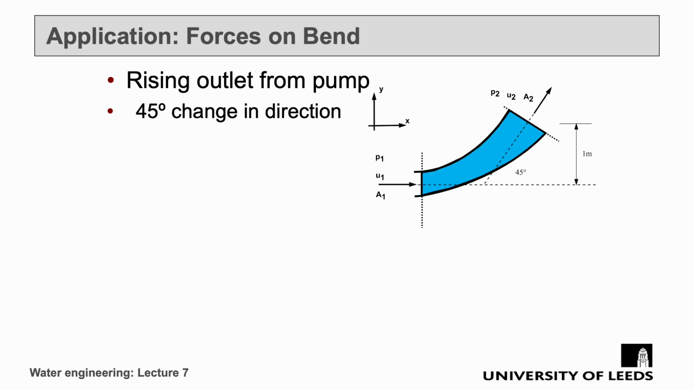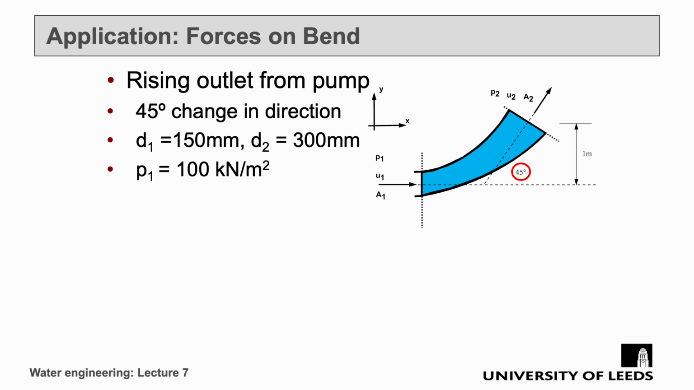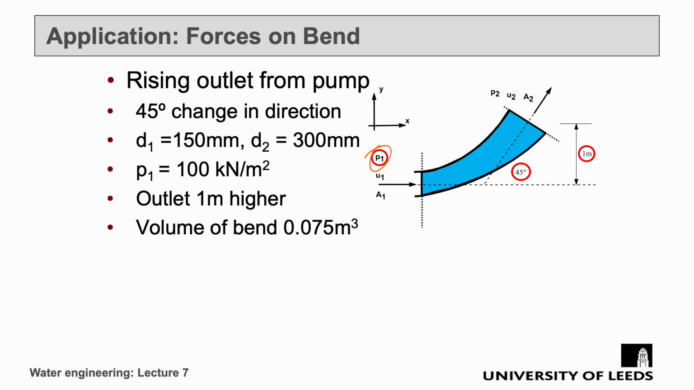Let's have a look at this example. A 45-degree rise out of a pump. So we've got a big pump on the left hand side, and it's pumping water going upwards. The diameter changes as it goes up from 150 millimeters to 300 millimeters. Pressure at P1 is 100 kilonewtons per meter squared, or 100 kilopascals. The outlet is 1 meter higher. The volume of the bend is 0.075.